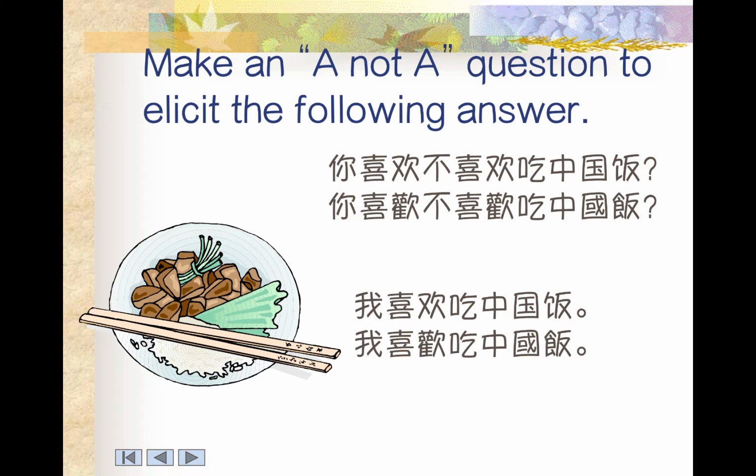This example is a little bit more complicated than the ones we've seen before because it contains two verbs, 喜欢 to like and 吃 to eat. What you need to think about is, what is the question you're really asking? Are you really asking, do you like? Or are you really asking, do you eat? In this case, do you like to eat Chinese food? The real question is, do you like? So we use the 喜欢 in the AnotA structure.